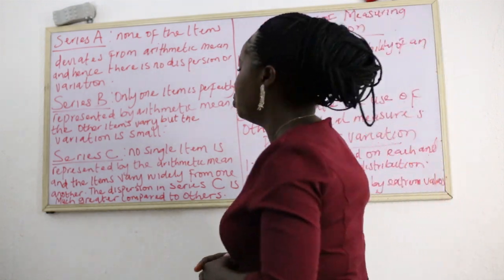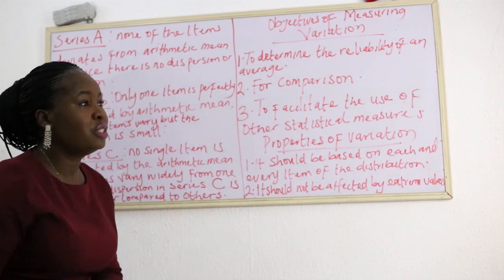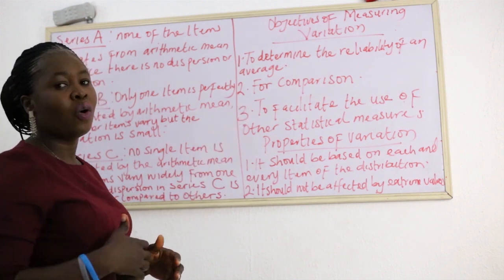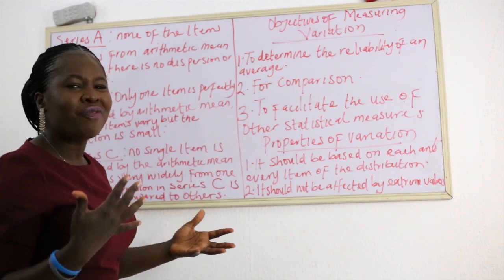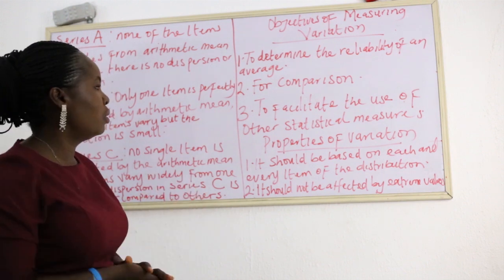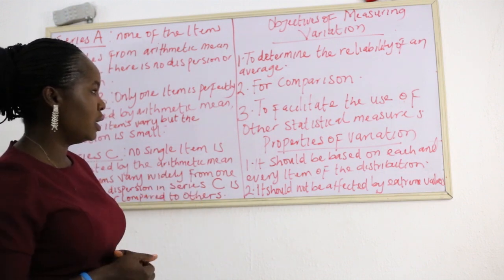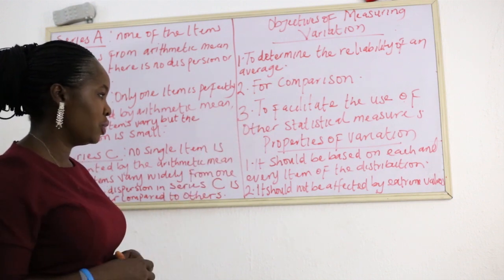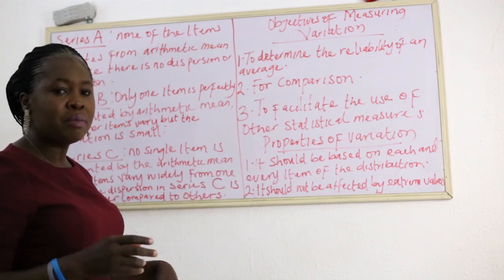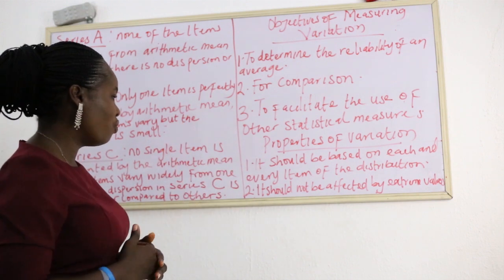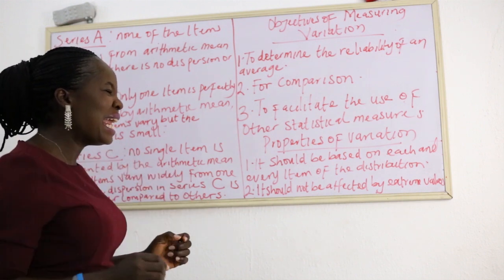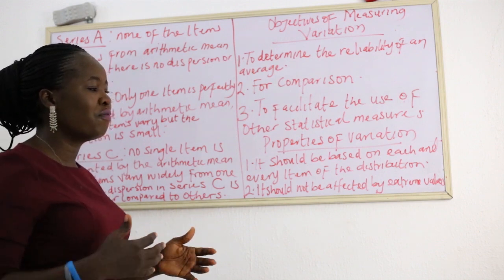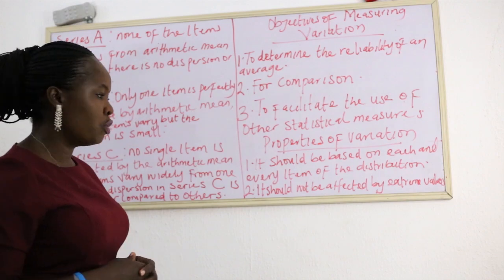Then coming to the objectives, what are the objectives of measuring variation? One of the first objectives of measuring variation is to determine the reliability of an average, also to facilitate comparison between two or more things or two or more values. Thirdly, to facilitate the use of other statistical measures. Then what are the properties of variation? I've only mentioned two, there are others, so you can look for others. One, it should be based on each and every item of the distribution. Secondly, it should not be affected by extreme values.